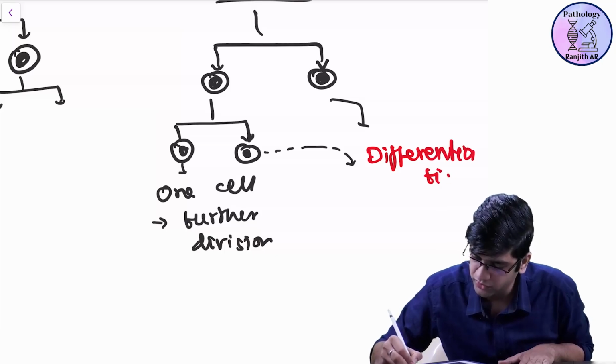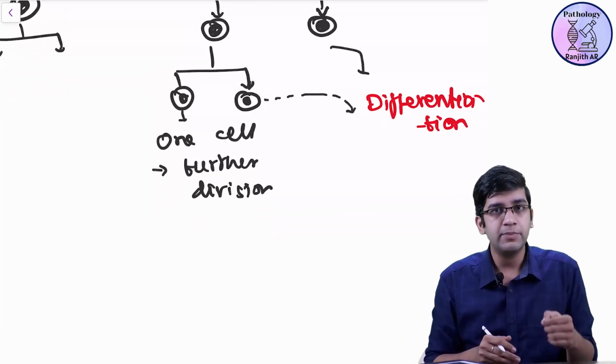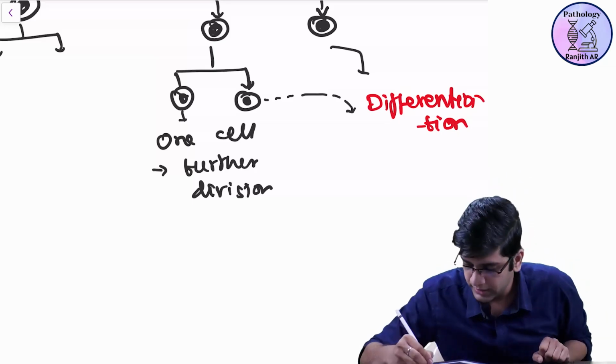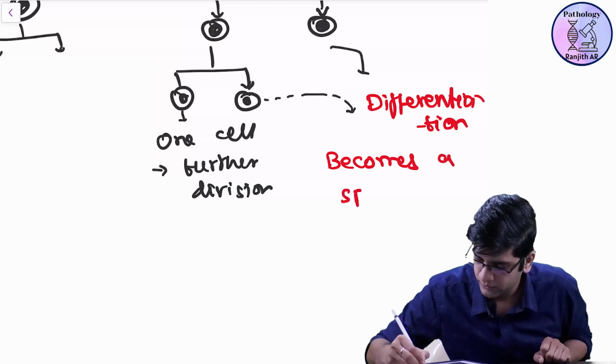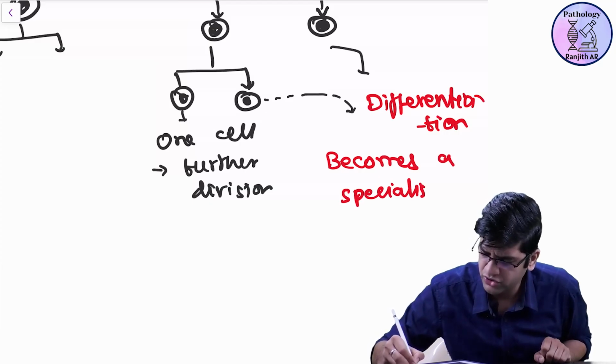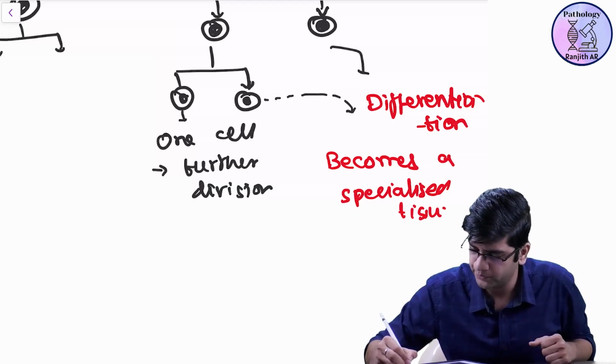Okay? The other cell goes into the process of differentiation. That's what I mean here. So what does differentiation mean? Becoming a specialized tissue, right? It becomes a specialized tissue. Any specialized tissue. I'm not saying just heart, any specialized tissue, wherever they are.